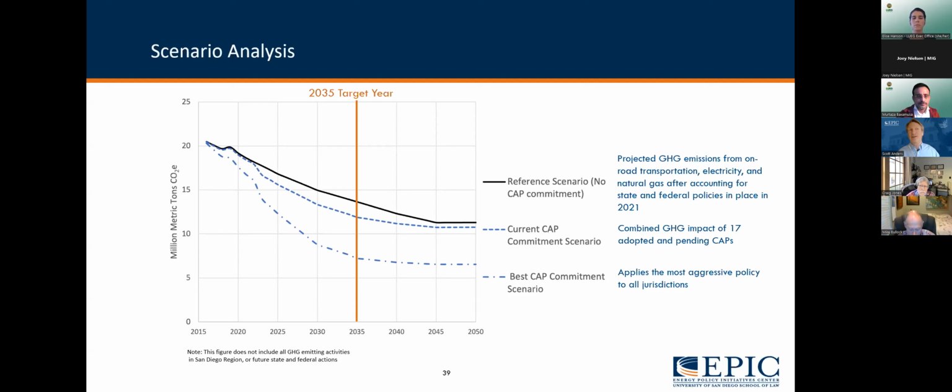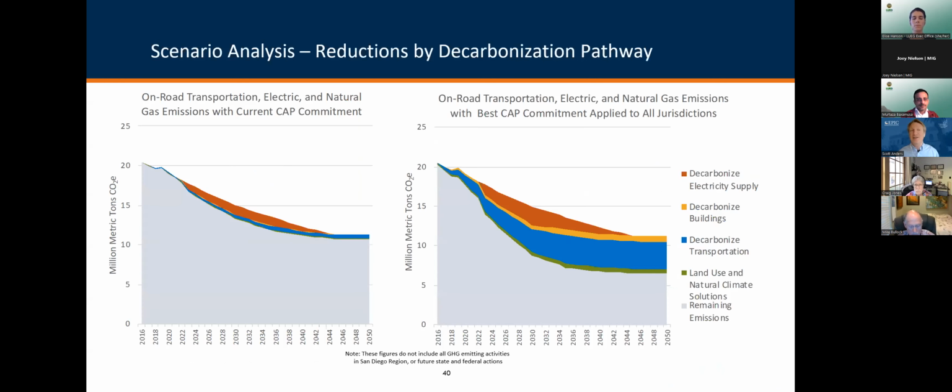So basically, we looked at all the climate action plans in a given area. We decided which category had the most aggressive measure, and then we applied that measure to every jurisdiction in the region. So this can be seen as an upper limit on the current cap commitments that we have in the region today. And even applying these best commitments, significant emissions would need to be addressed to reach net zero. This helps put into perspective the magnitude of the challenge of reaching net zero, particularly from a regional perspective.